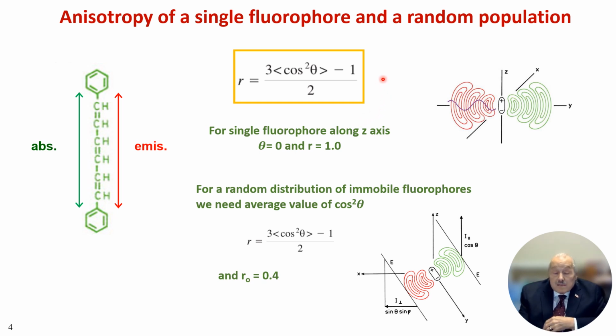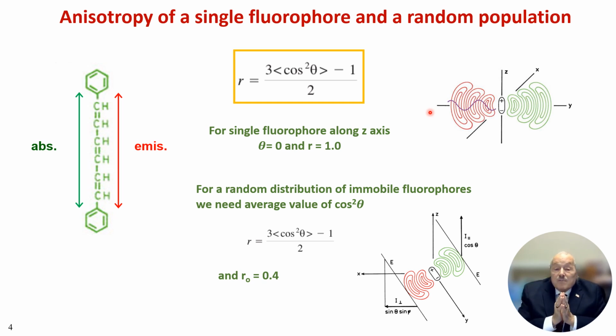That is always the case. The anisotropy is given by the cosine squared of theta, and it's 3 cosine squared of theta minus 1, divided by 2. This is always true. Now let's look at this single molecule. If this is oriented along the z-axis, then theta is 0, and if theta is 0, cosine is 1, so this becomes 2 over 2, and 1. So this states that if you can put a single fluorophore right on the z-axis, you will measure an anisotropy of 1.